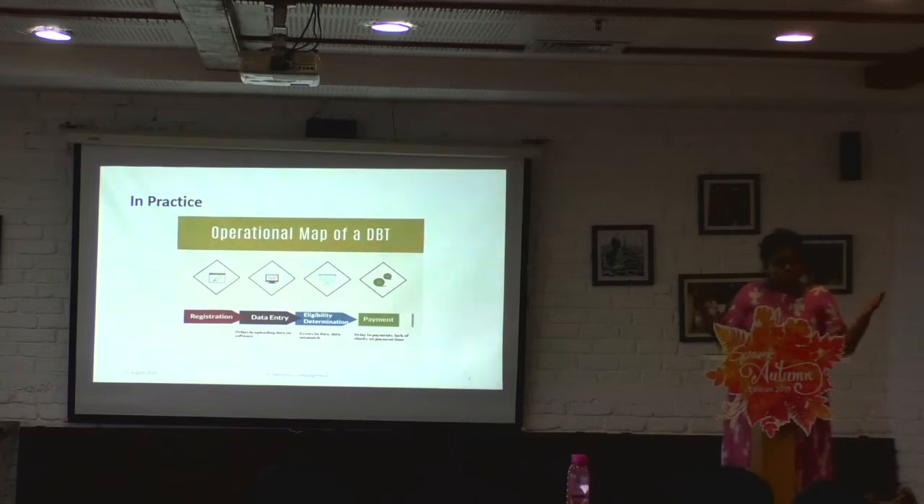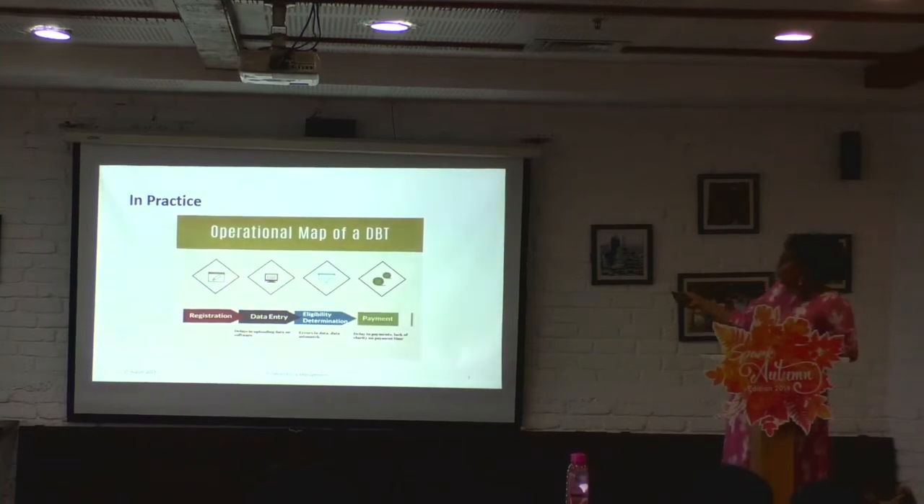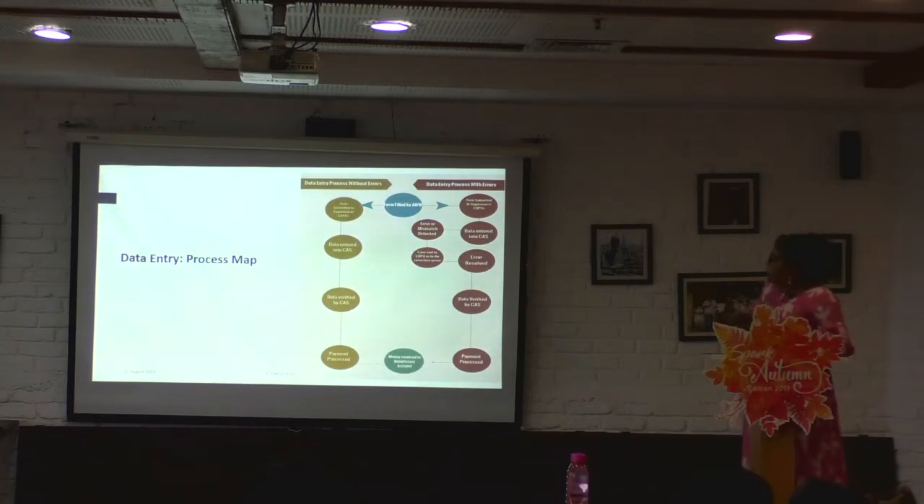But let's assume you've managed to enter your data onto the system. What happens next? And that's with eligibility determination. A number of errors crop up here, and I'll walk you through some of this. So this is a process map for a national maternity benefit transfer that we were working on. On the left, in the yellow, is what happens when the whole process goes without any errors.